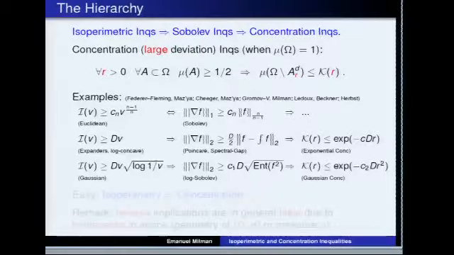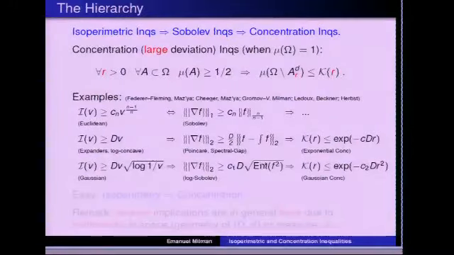Okay, so what is the connection that I mentioned earlier? Usually there's some hierarchy, actually. You can arrange these types of inequalities in some sort of hierarchy. So usually isoperimetric inequalities imply some sort of Sobolev inequalities, which in turn usually imply some sort of concentration inequalities. So here I'm just reminding you the definition of concentration. Let's see this by means of examples.